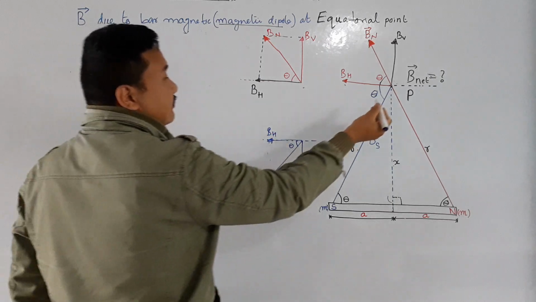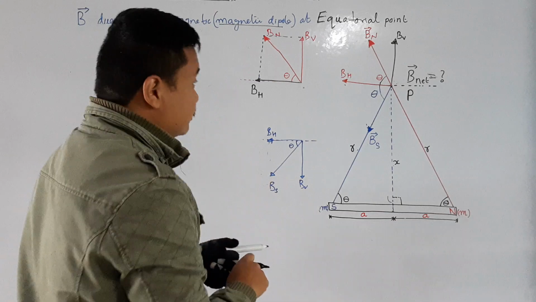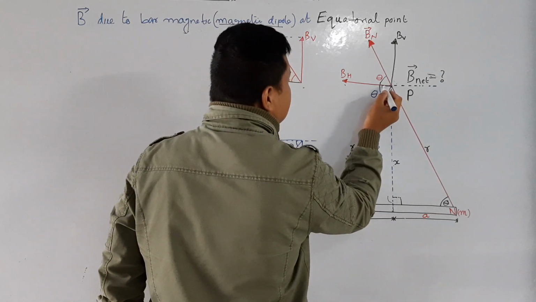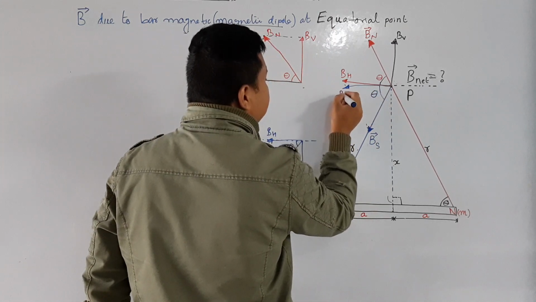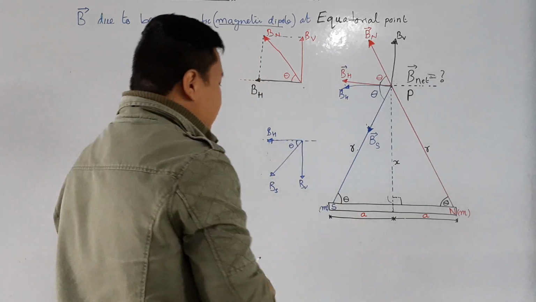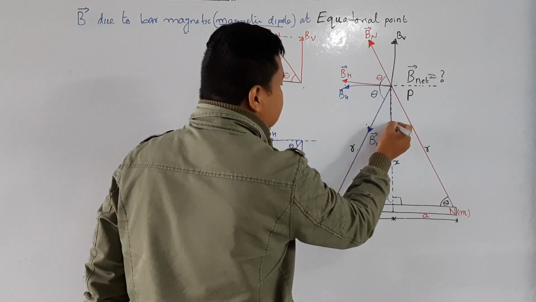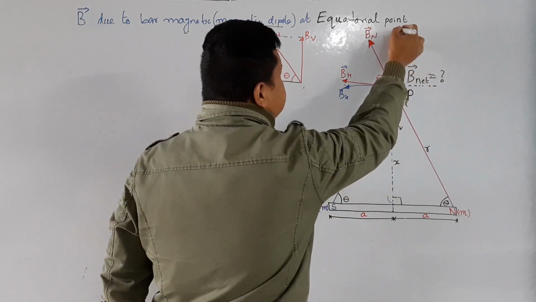It means that from this point there are how many BH? There are 2 BH, so 2 BH vectors. This I will draw here and make like this. So this is B horizontal magnetic field, and similarly there is one vertical. This is B of vertical vector.